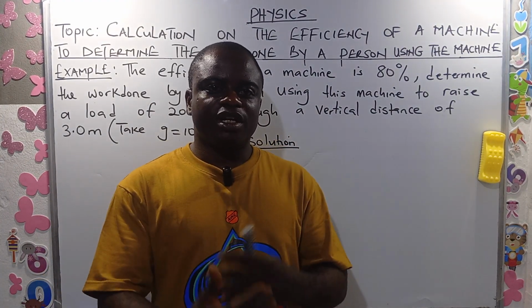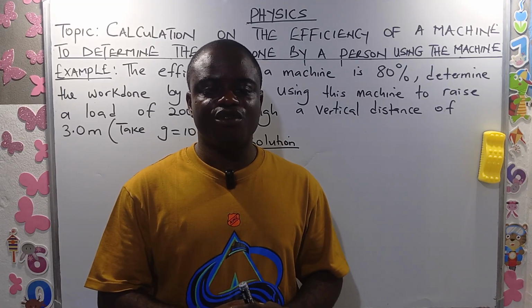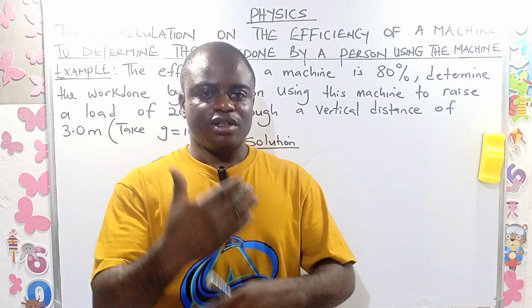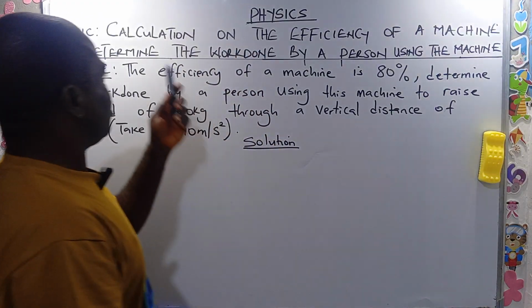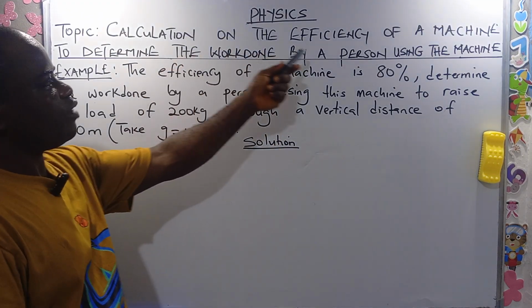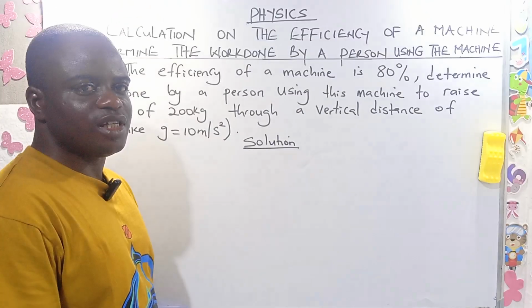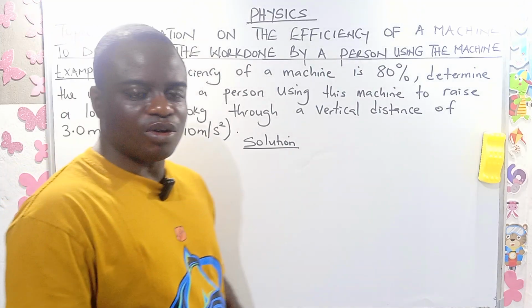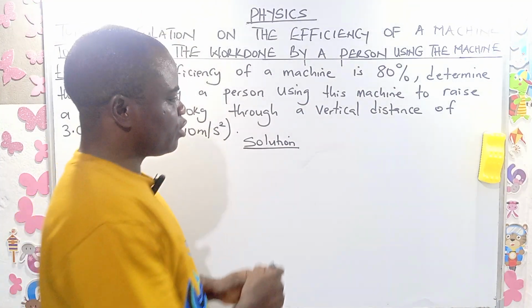Today, we'll be carrying out calculations on the efficiency of a machine to determine the work done by a person carrying out the work on the machine. Okay, you can see calculation on the efficiency of a machine to determine the work done by a person using the machine. Let me explain the process of carrying out the work in this type of particular question.